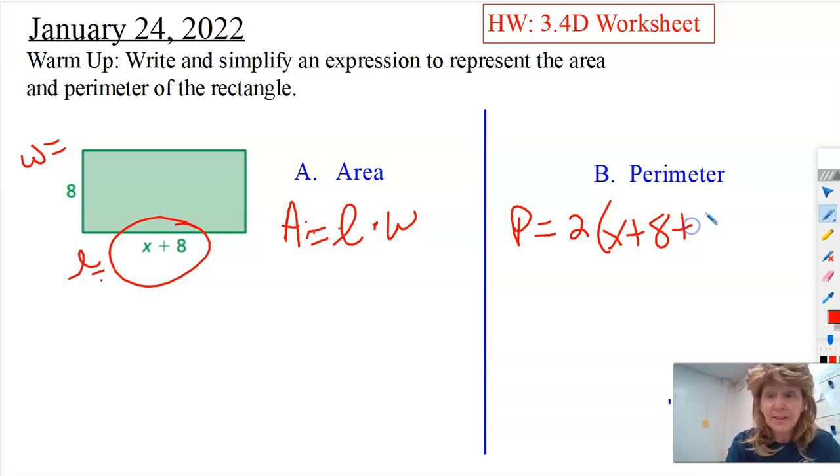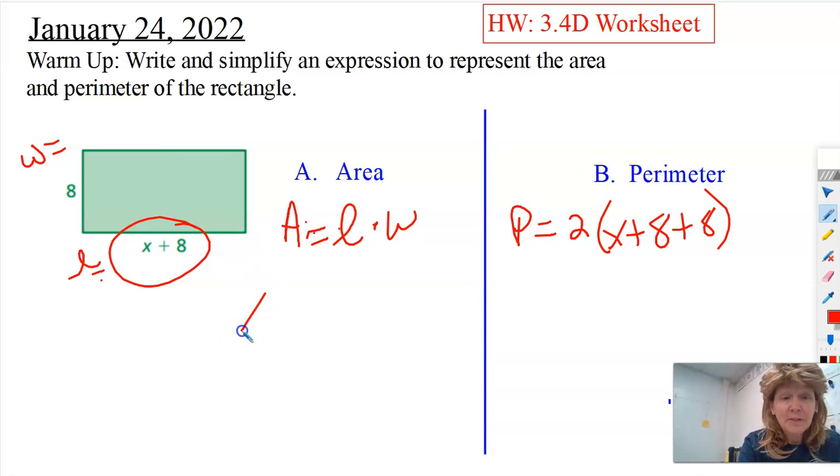And then remember that perimeter is you take the length and you add it to the width and then you multiply it by 2, right? So it definitely looks like the distributive property as well. You could add up all of the sides, but I want to use the distributive property. So go ahead and pause the video and see if you can figure out how to simplify these expressions. Oh, and it was from homework last week, so this problem should look familiar.